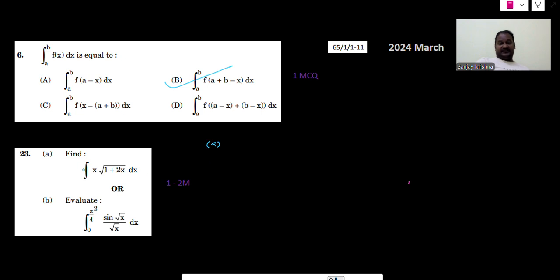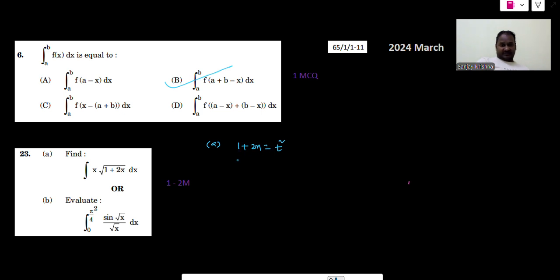In this first part, integral x root over 1 plus 2x dx. So whenever you come across this kind of question, see, x times root over 1 plus 2x, right? So let 1 plus 2x be equal to some t square. It should be a square number because square and root get cancelled. So 1 plus 2x is equal to t square. Then what is the derivative of this? Because you need to find dx also now. So differentiate this with respect to x.